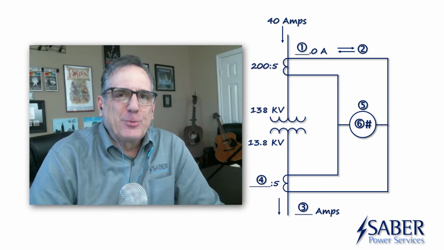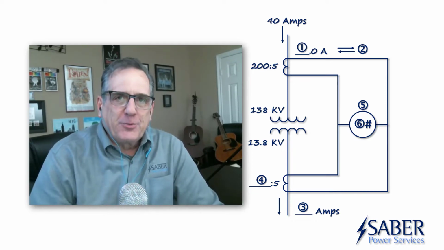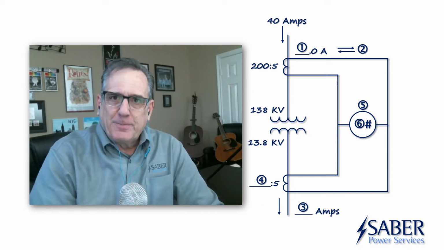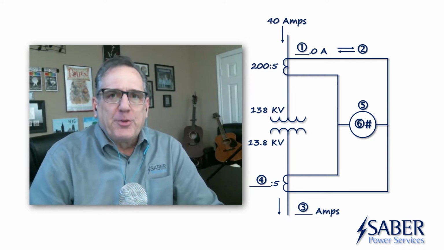Well, here's what I sent last week. It's just a simple differential circuit wrapped around a transformer. So what we have to do is break down the CT ratios, the transformer ratio, and determine which way the current is flowing through the circuit.